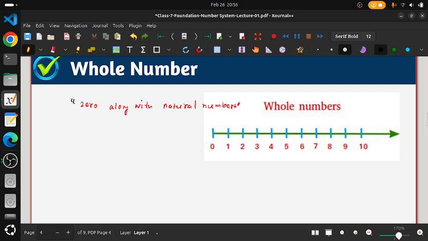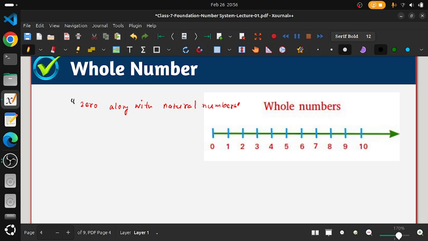Natural numbers start from 1, and it will be 2, 3, 4, 5, and so on, going up to infinity. The same case in the case of whole numbers, but it starts from 0 only. So our first number will be 0, then 1, 2, 3, 4, 5, 6, 7, 8, 9, 10, and so on. It can go up to infinity.